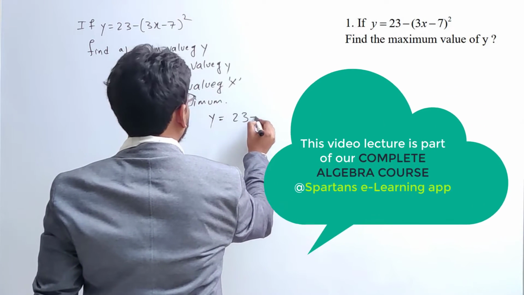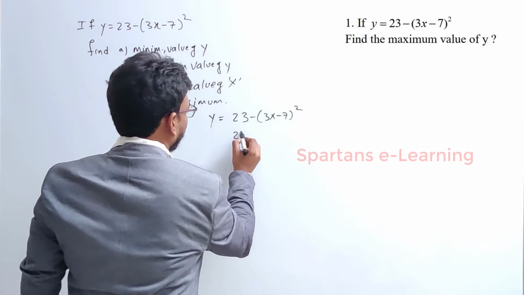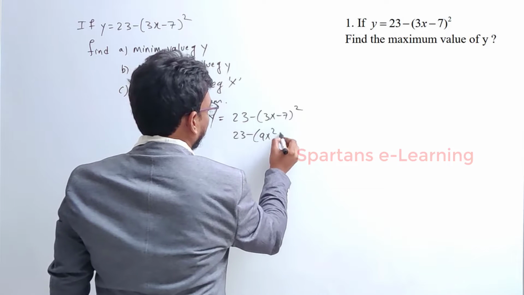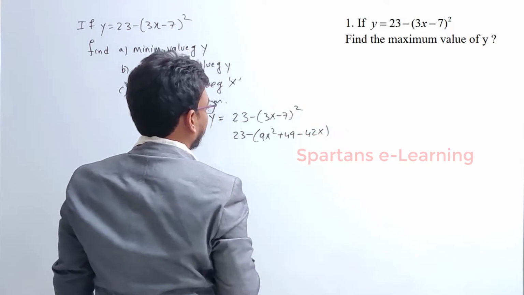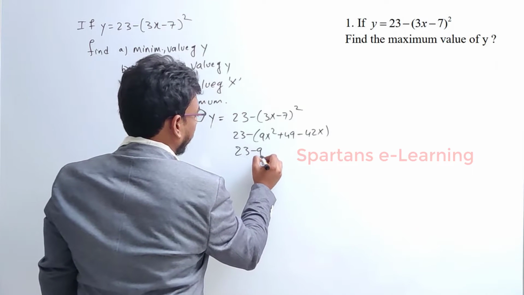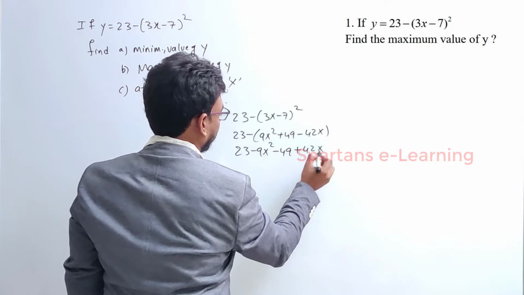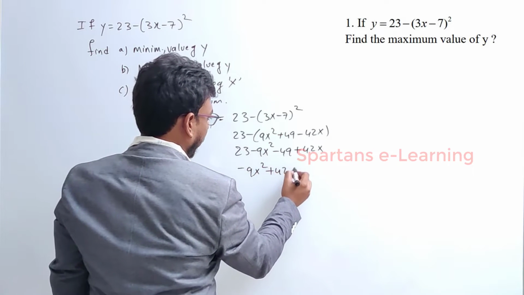Y is equal to 23 minus (3x minus 7) whole square. This is of the form (a minus b) whole square, so a square plus b square minus 2ab, right? Minus 2ab. Simplify it further, you will get minus 9x square minus 49 plus 42x. So this will give you minus 9x square plus 42x.